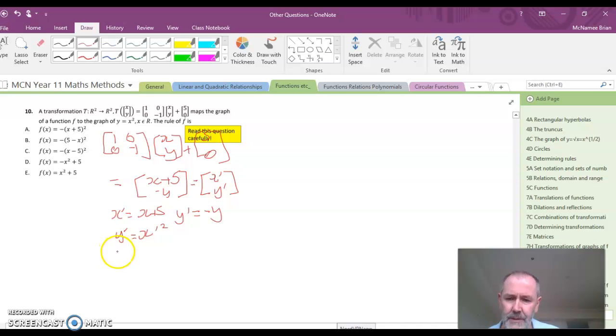Then we can just substitute what we've got there. If we're trying to work out our original equation, we say minus y equals x plus 5 squared. So y equals minus x plus 5 squared. And y is just the same as f of x. So the answer is A.